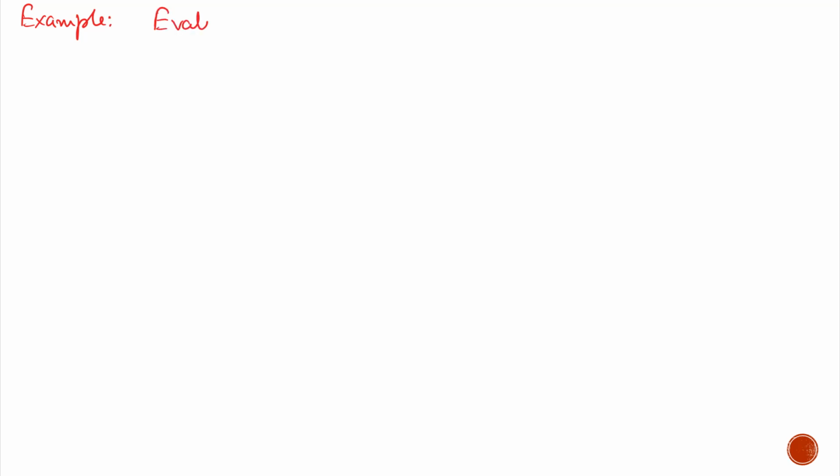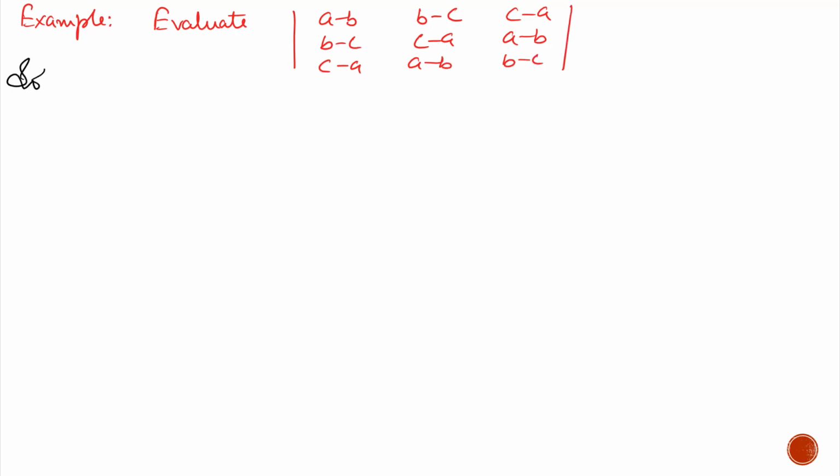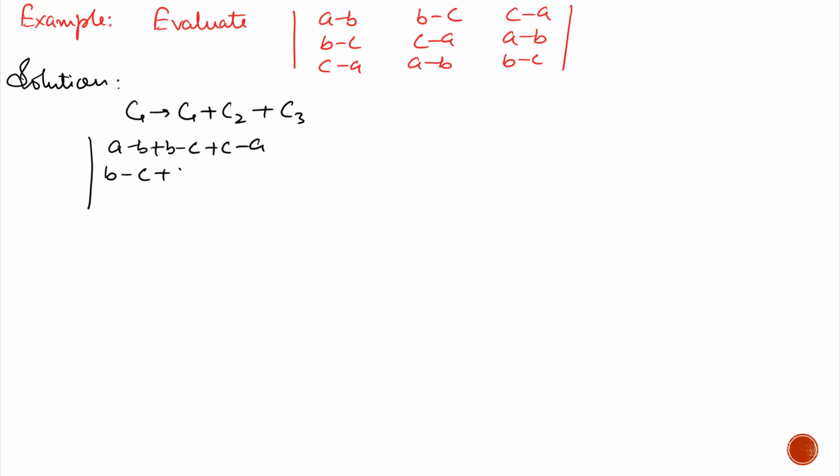Next example. Expand the determinants using properties where first row elements A minus B, B minus C, C minus A, second row elements B minus C, C minus A, A minus B, third row elements C minus A, A minus B and B minus C. If we add all these three columns, if we say C1 is replaced by C1 plus C2 plus C3, then in the first column we'll get A minus B plus B minus C plus C minus A, then B minus C plus C minus A plus A minus B, and the third element C minus A plus A minus B plus B minus C.